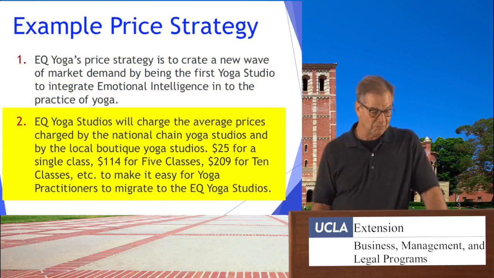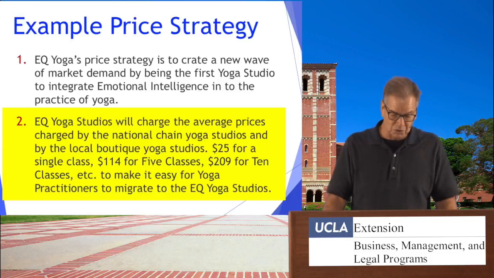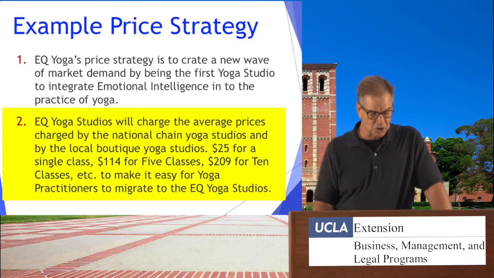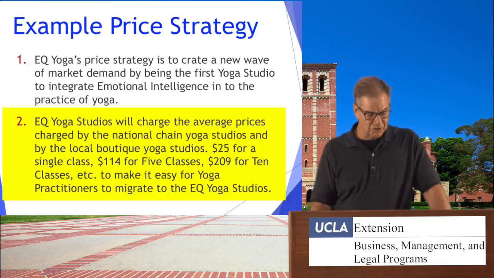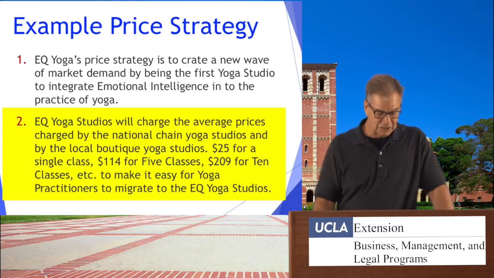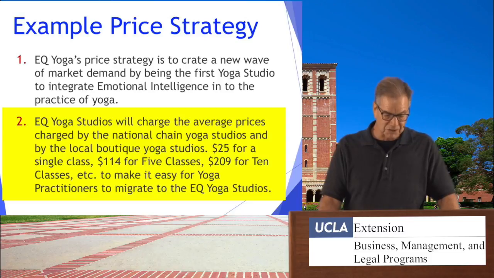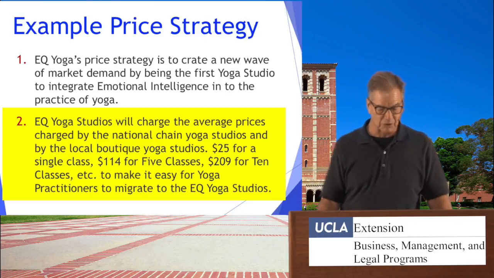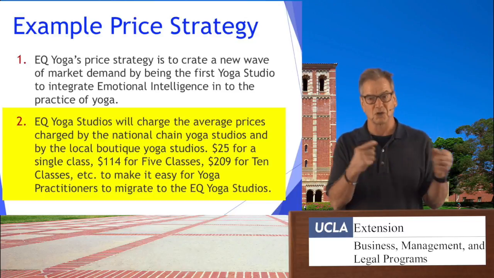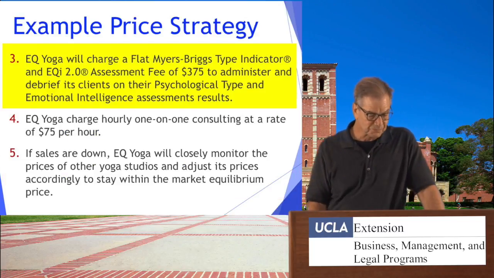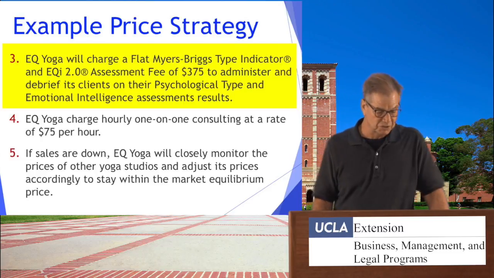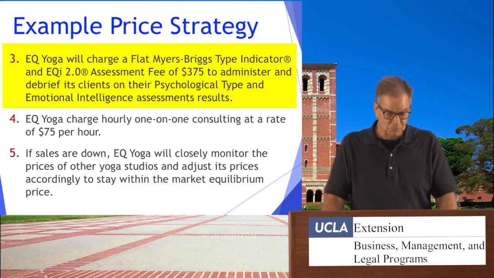The second point of our price strategy: EQ Yoga Studios will charge the average prices charged by the national chain yoga studios and by local boutique yoga studios. $25 for a single class, $114 for 5 classes, $209 for 10 classes, etc. This makes it easy for yoga practitioners to migrate from one yoga studio to the EQ Yoga Studios, so they're not shocked. It's the same basic price strategy, price points.